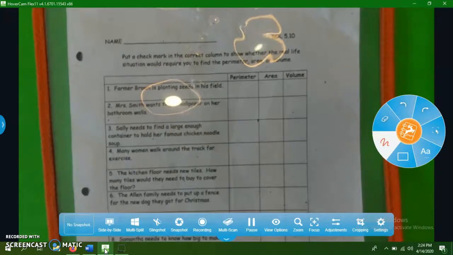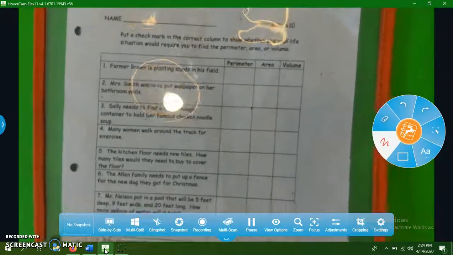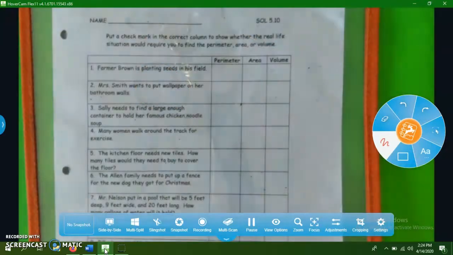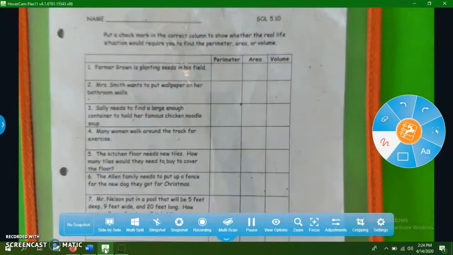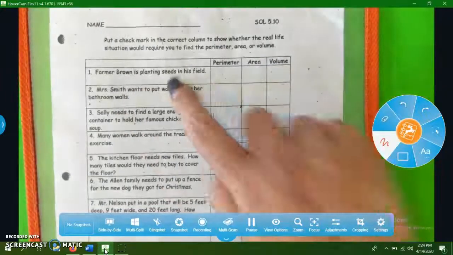There's a strange glare here. On our paper here, we have a variety of real life situations, and our job is going to be to determine whether we would use perimeter, area, or volume for this situation.